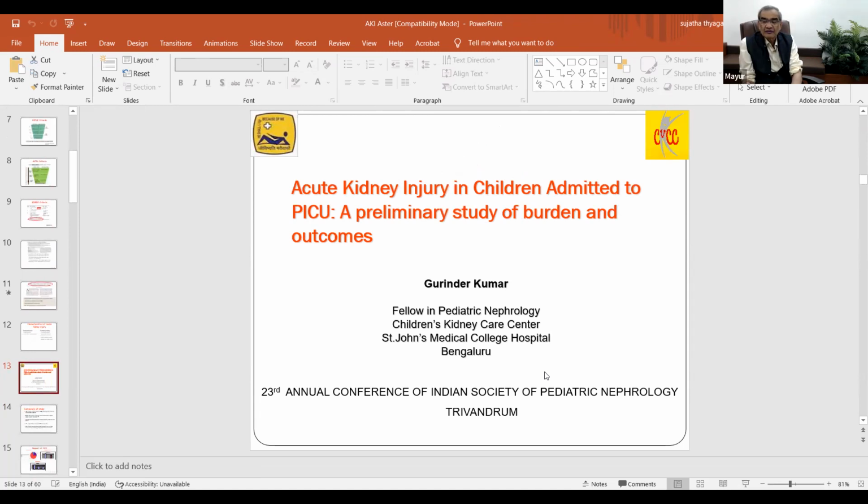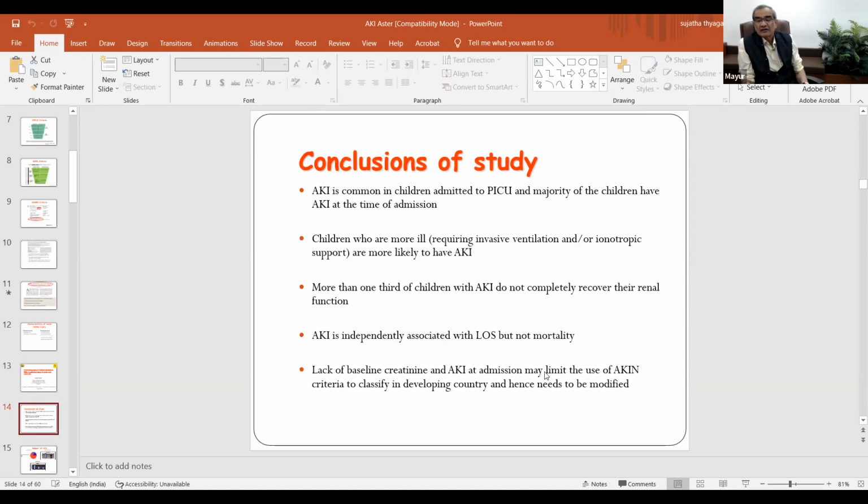So a study was performed, an observational study, on acute kidney injury in children admitted to PICU. And the conclusions of the study were that AKI was common in children admitted to PICU, as much as 1/3 of cases. The majority of children have AKI at the time of admission itself. Children who are more ill or requiring invasive ventilation and or inotropic support are more likely to have AKI. More than 1/3 of children do not completely recover their renal function.